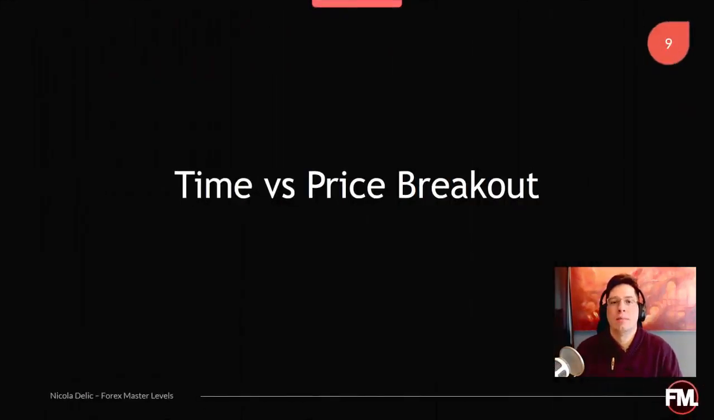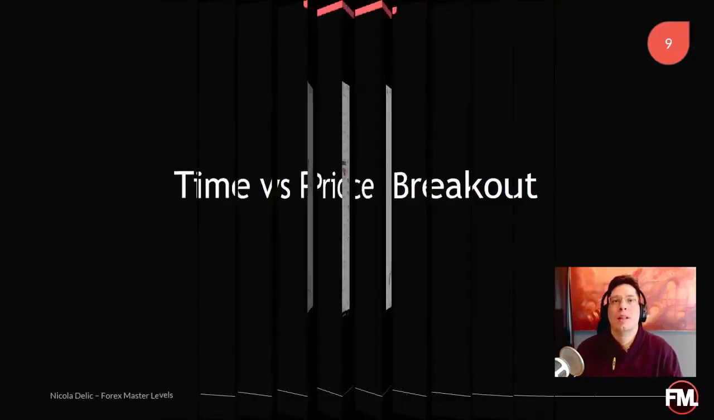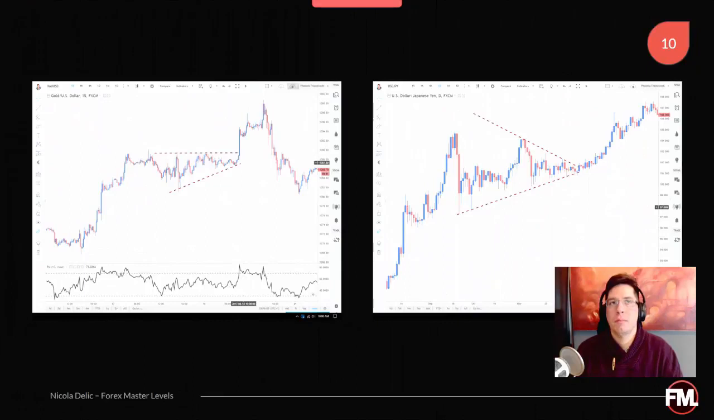The next part that can be handy to confirm if you should enter that breakout play or not would be to look at the time versus price breakout. And what I mean by that is simple. When breakouts happen, the market should give you momentum because we are clearing some supply or demand zone, and we should see some imbalance between the two. So we should see a stronger movement.